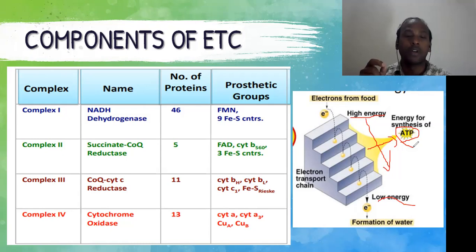The third one is cytochrome C reductase, where 11 proteins are involved, along with cytochrome BH, BL, C1 and an iron sulfur center. This we call the Rieske center, which is important for the Q cycle operation. And the final one is cytochrome oxidase, where 13 proteins are involved, with different kinds of cytochromes like A, A3, and copper center A and copper center B. Now I am going to discuss how the electrons are transported in each and every complex.